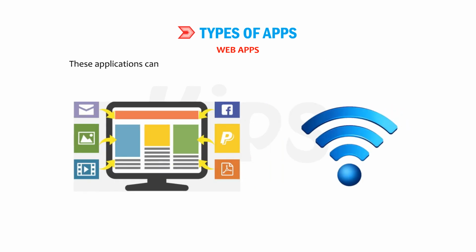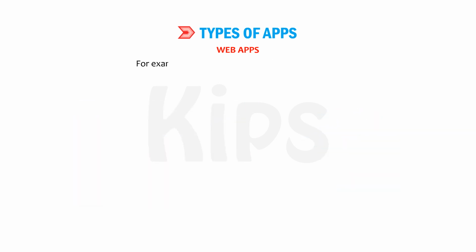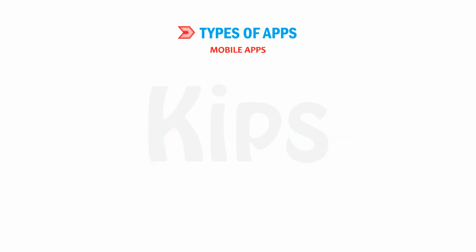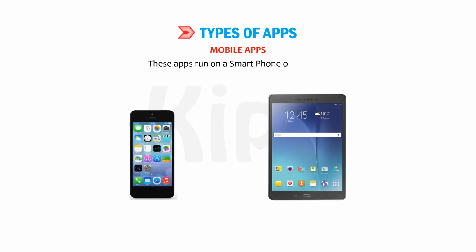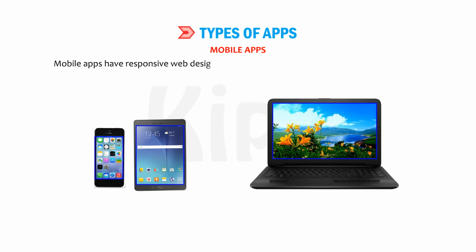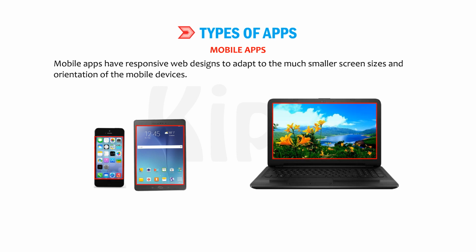These applications can be utilized at whatever point needed from any device through the internet. For example, Google Maps, Instant Messenger, etc. Mobile apps. These apps run on smartphone or a tablet. Mobile apps have responsive web designs to adapt to the much smaller screen sizes and orientation of the mobile devices.